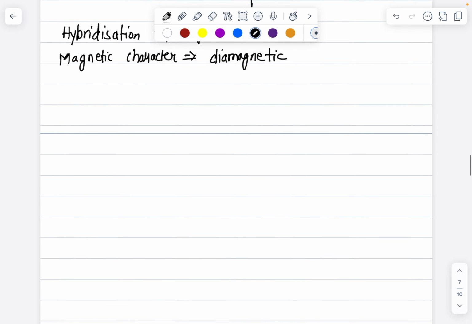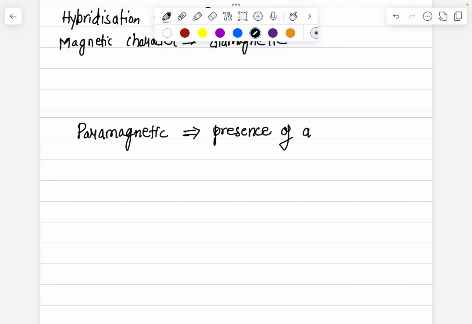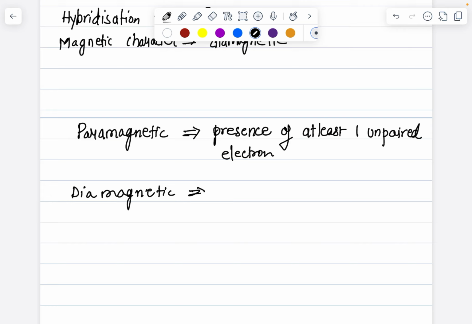For those students who don't know what diamagnetic and paramagnetic are: paramagnetic means presence of at least one unpaired electron. More than one is possible, then also it's paramagnetic. Diamagnetic means all electrons are paired.